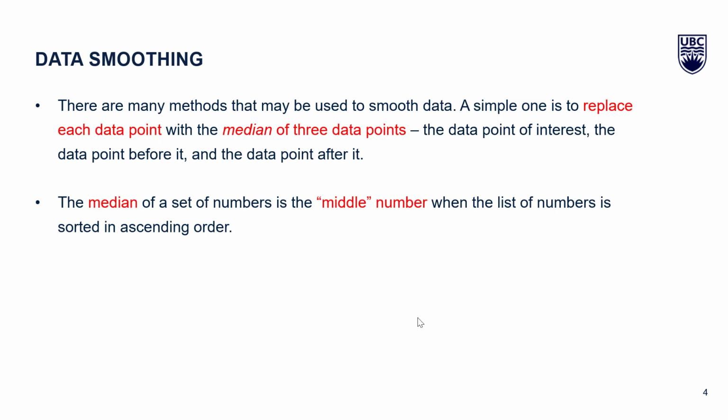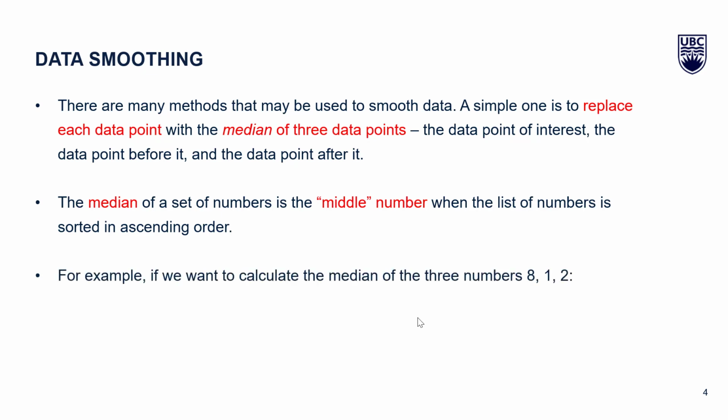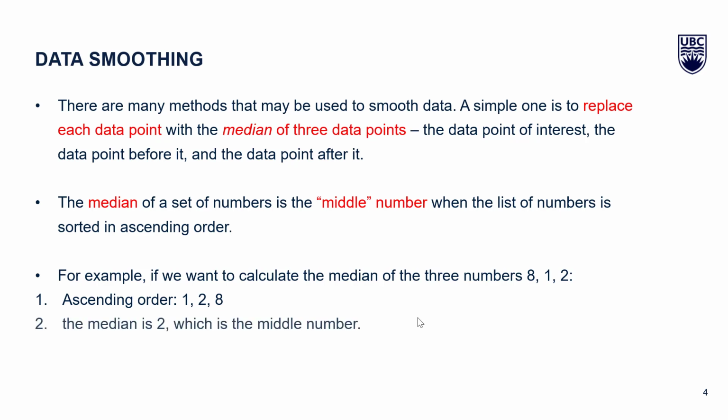What is median? The median of a set of numbers is the middle number when the list of numbers is sorted in ascending order. For example, if we want to calculate the median of 3 numbers, 8, 1, 2, the first step is to put the numbers in ascending order. So we will have 1, 2, 8. So the median will be 2, which is the middle number in this list. Note that the median is different from the average or mean.